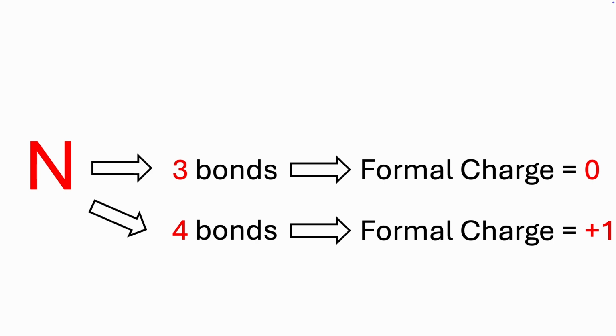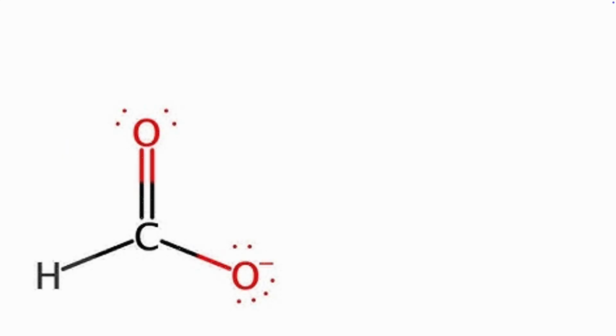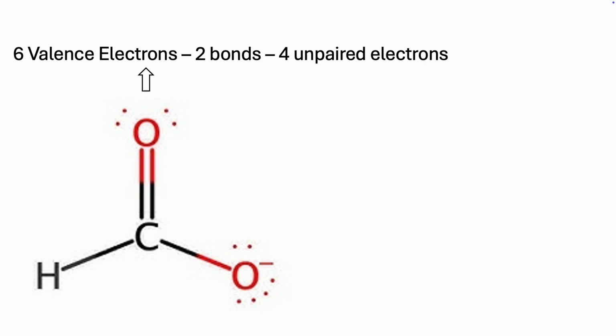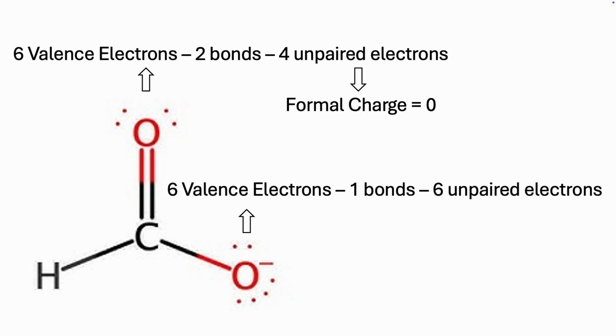Let's use this mnemonic to find out the formal charge of each of the oxygen atoms in this structure. The oxygen has 6 valence electrons. The upper oxygen atom has 2 bonds and 4 unpaired electrons. 6 minus 2 minus 4 equals 0. So the upper oxygen atom has a formal charge of 0. The lower oxygen has only 1 bond and 6 unpaired electrons. 6 minus 1 minus 6 equals negative 1. The lower oxygen atom has a formal charge of negative 1.